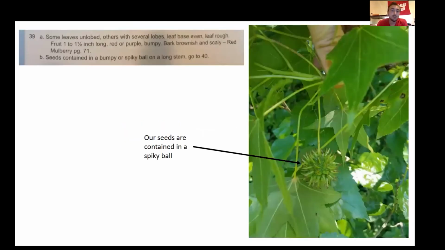Then we go to 39, where it really refers to the seeds, because in B it mentions only the seeds, or in A it's asking if the fruit is red, purple, or bumpy, or if we have a seed that is a spiky ball. So we have a spiky ball seed. This is it forming on our Sweetgum. This was just taken yesterday.